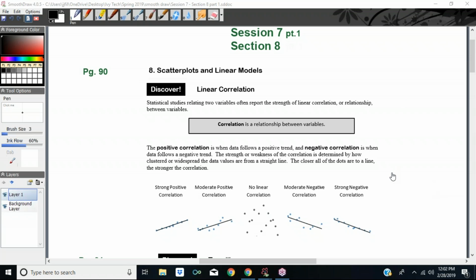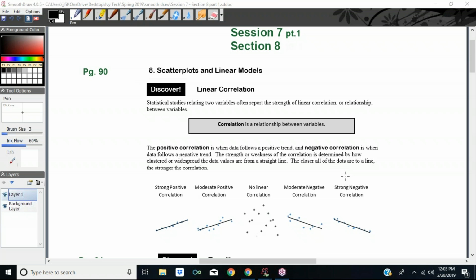All right, so we're going to get started right away here and look at section 8. It starts at page 89 and goes through page 105 or 106, somewhere in there. So if you have your book handy, that would be awesome today. So let's start off here with page 90. It says here we're going to talk about linear correlation.